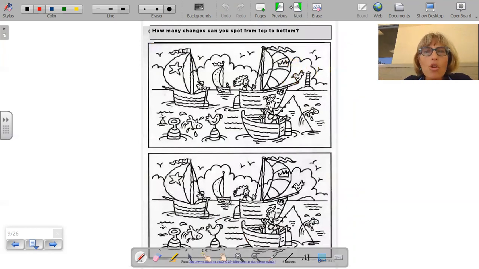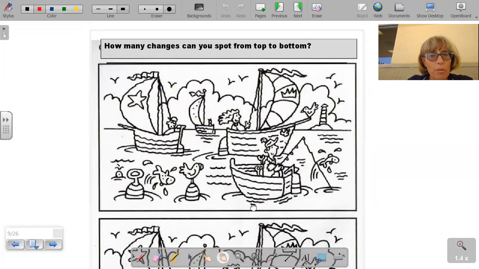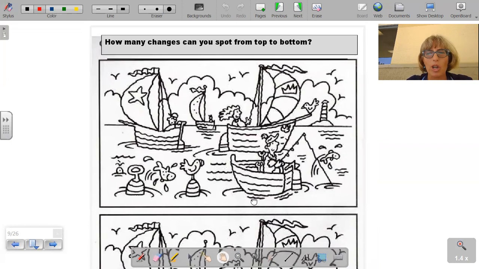Before you do that, you have to learn to be very observant. I'd like you to take a look from the top to the bottom and spot. Let's see how many differences you can spot on your own from top to bottom. Pause the video and restart.